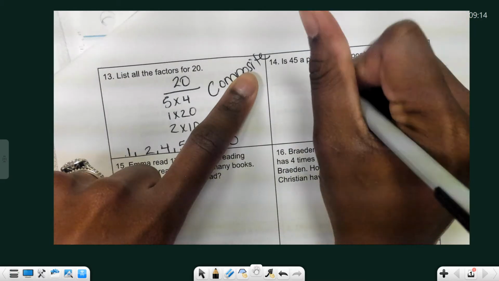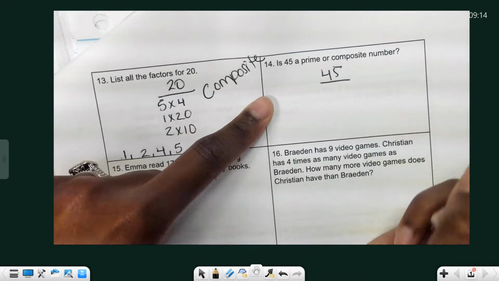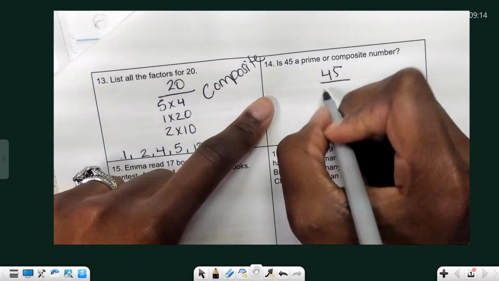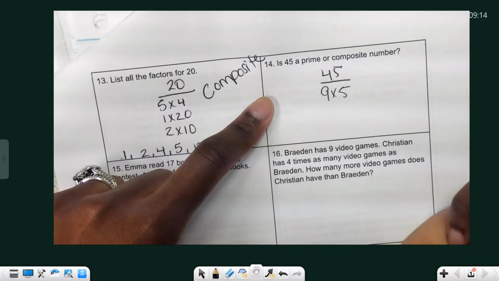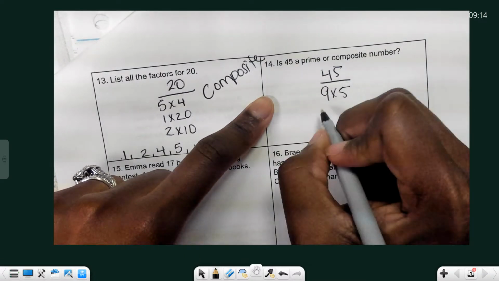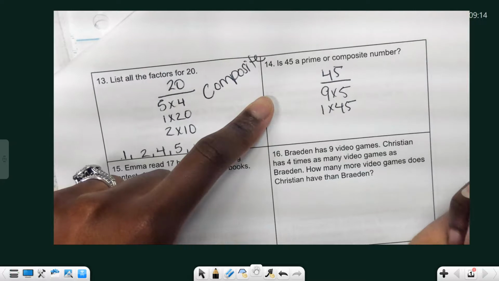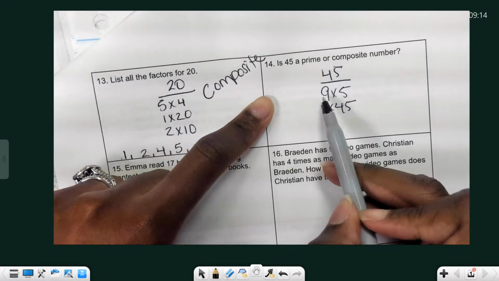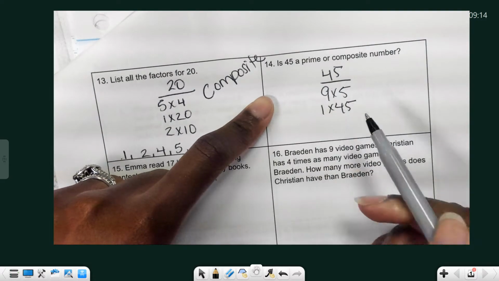So let's look at 14. 45. We have to list them. 9 times 5. 1 times 45. We already have 5 times 9, same as 9 times 5.